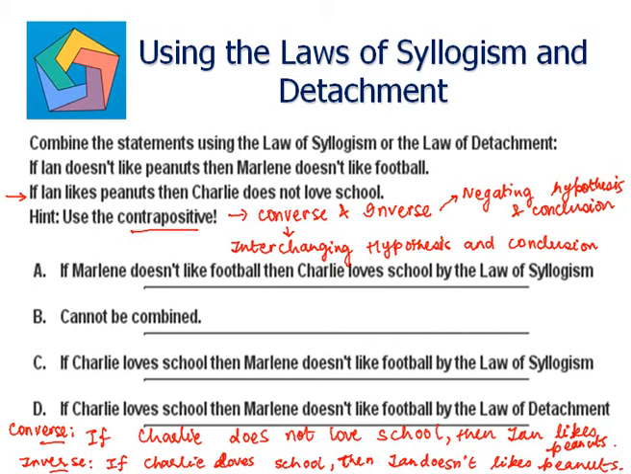So let's take the contrapositive as statement number 1, and let me take this statement as number 2. Combining 1 and 2, I can say if Charlie loves school, then Marilyn doesn't like football, by the law of syllogism. Which is the answer in the C part.